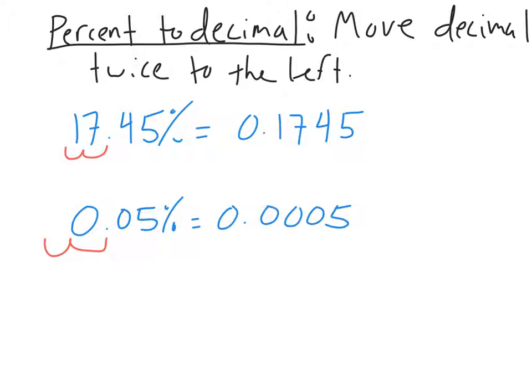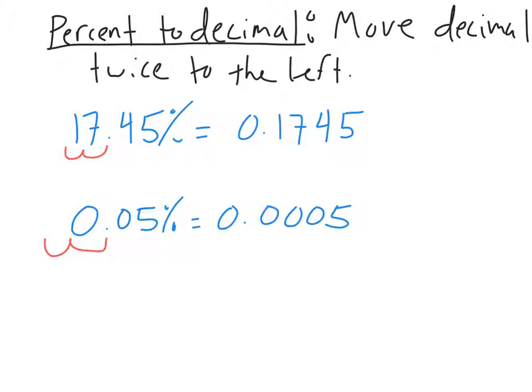Alright, so I'm just going to go through a quick review on how to convert between percents, decimals, and fractions, back and forth. So we're going to start with percents and decimals because these are the easiest. It just amounts to either moving the decimal twice to the right or twice to the left. So we're going to start with percent to decimal. If you have a percent and you want to convert it to a decimal, all you have to do is take the decimal point, wherever it is in the percent, and move it twice to the left.